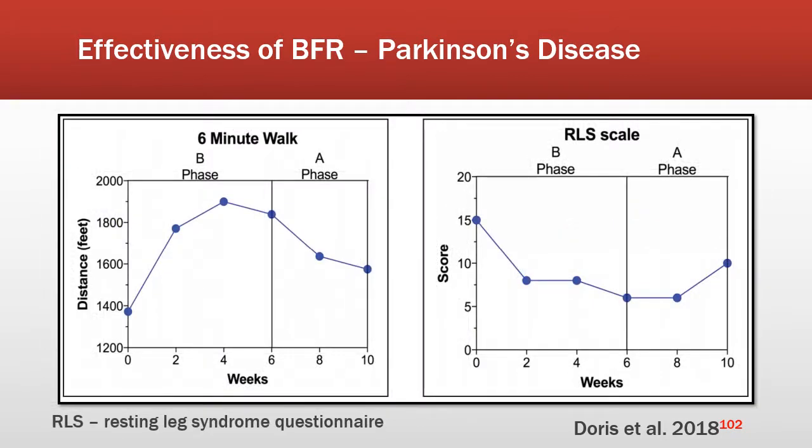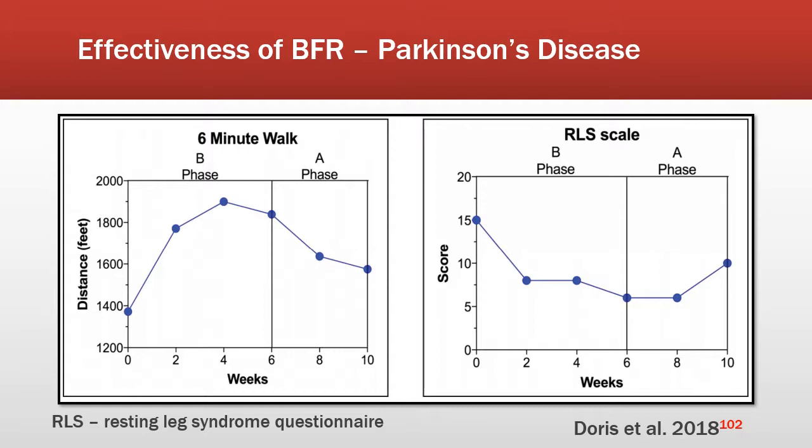6-minute walk test. Very similar outcome that you can see here, that again, more distance shown on the y-axis is a better outcome for the 6-minute walk test. You have weeks on the x-axis. For the BFR time points from weeks 0 to 6, there's a gradual increase in the performance, and then there's a reduction thereafter once the BFR is removed.